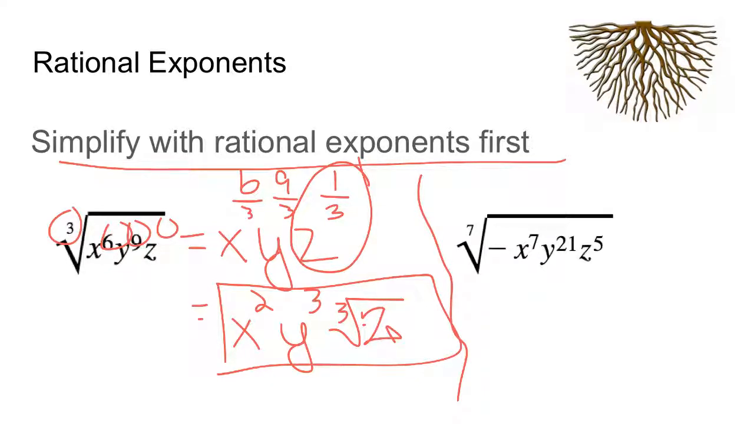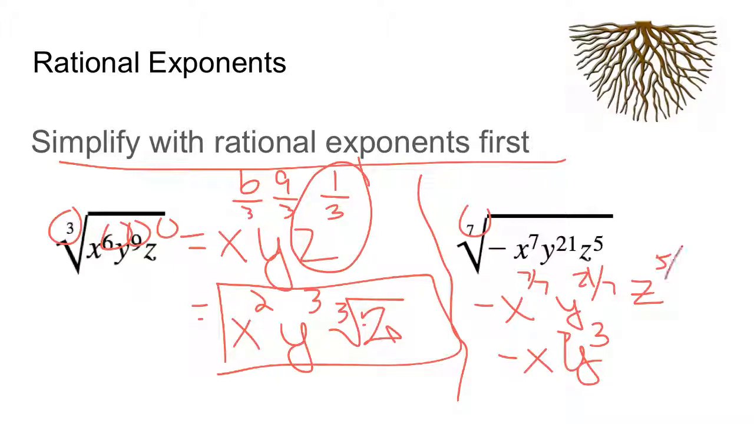On this last problem, you're going to have a minus sign because this is an odd root. That's perfectly fine to have that minus sign. x to the 7 over 7, that's x to the first. y to the 21 over 7, that's y to the third. And then you're going to have z to the 5 over 7. Now, unfortunately, there's just not enough of the z's to make it to 1. So we're going to have the 7th root of z to the 5th.